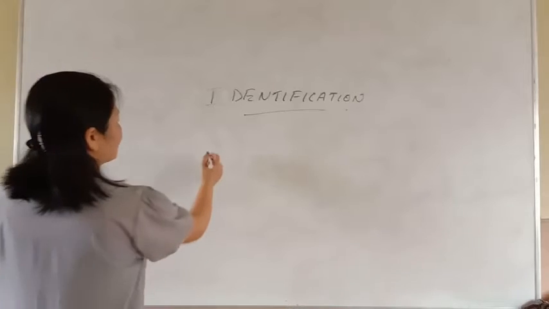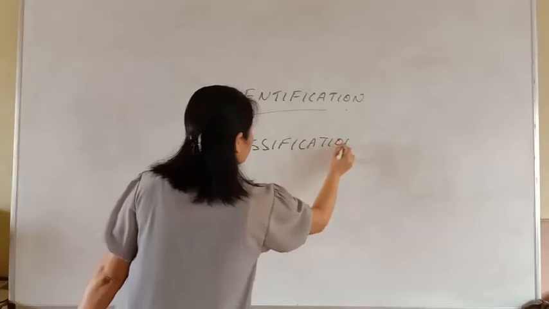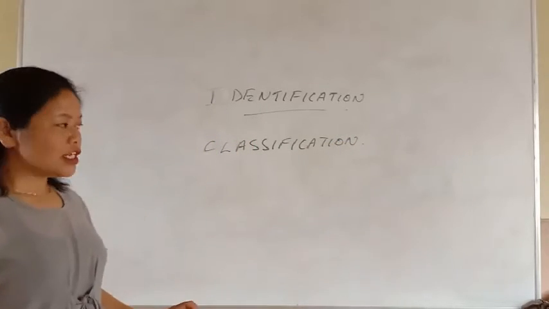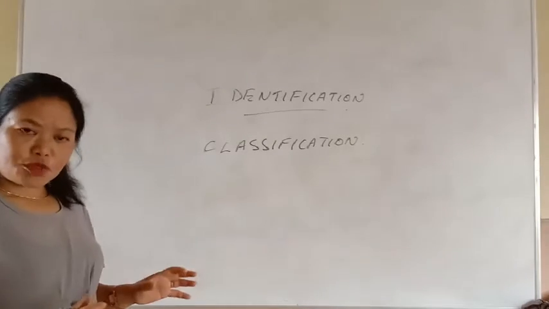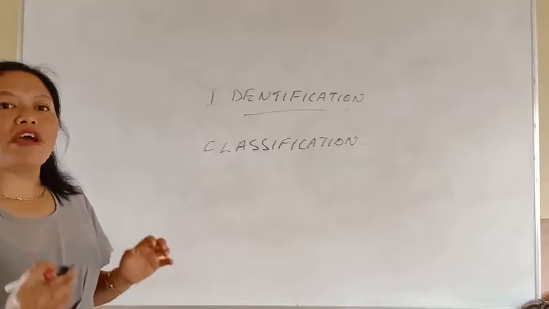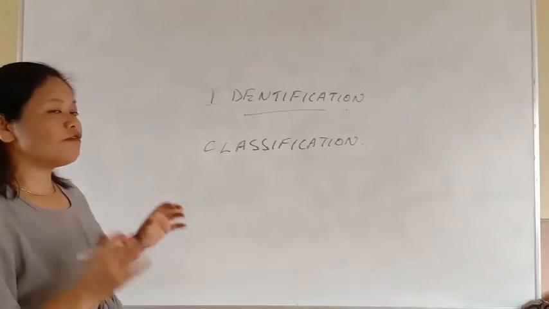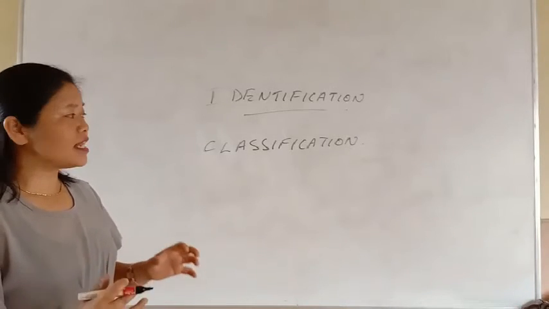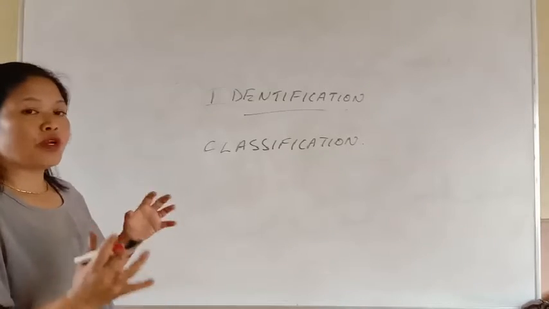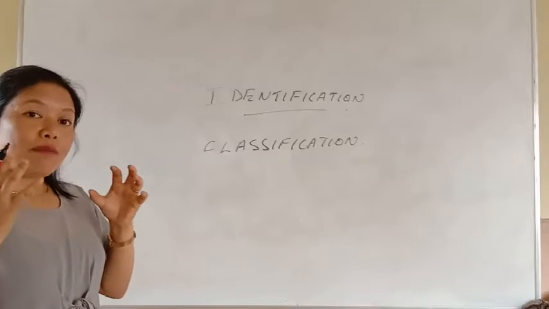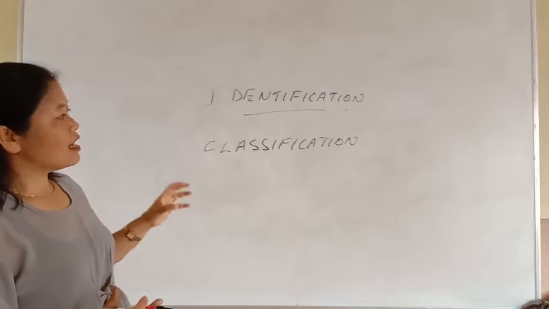Then the next one is classification. It is a method of arrangement or grouping of organisms into various divisions. This classification is also very important when we study different organisms. Without classification, without the arrangement, it will not be possible to know about the different organisms. So classification and identification are very important in studying taxonomy.